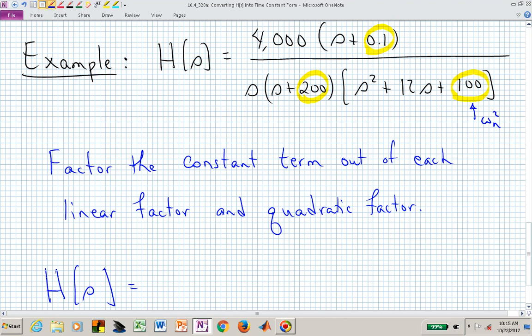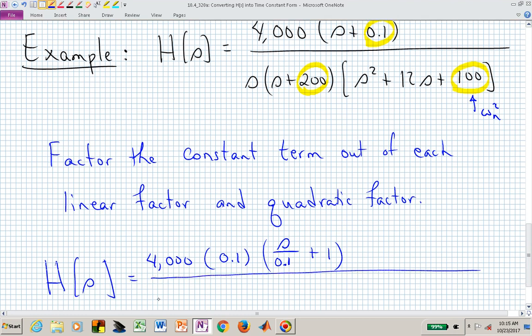So let's just do that. We have now 4,000. That hasn't changed yet. We then factor out the 0.1 from the numerator factor. It's a linear factor. And so now we have S divided by that 0.1, so that if we multiplied that 0.1 back through, we would end up with the S plus a 1. And that's all we need to do for the numerator.